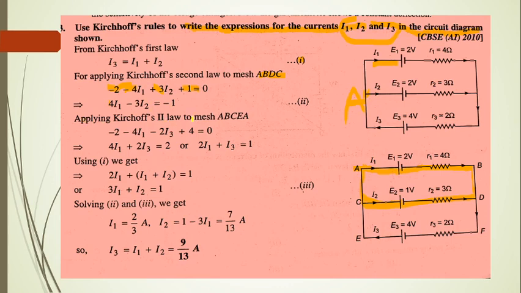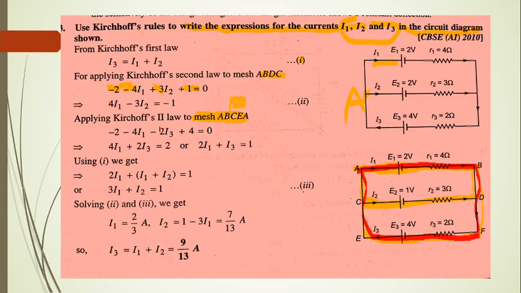Again, we take the third loop. A, B, C. This is not a C. Actually, this is an F. There is a print mistake here. This is F, A, B, F, and E, A, this loop. We can select another color. This is another loop, this is one closed loop.